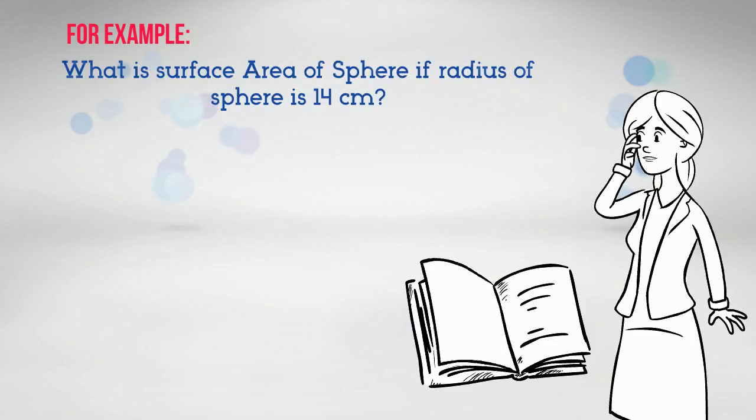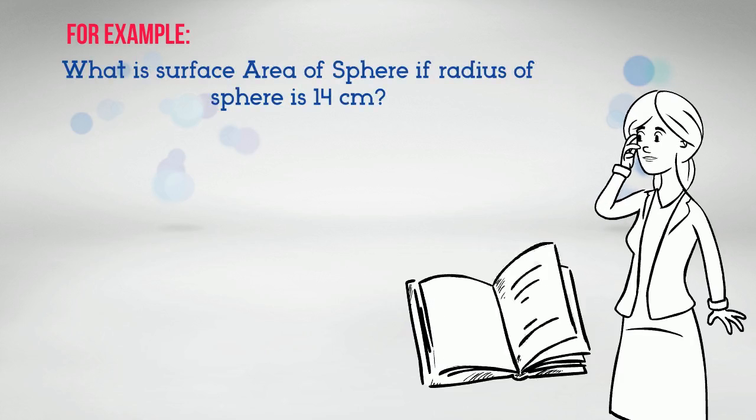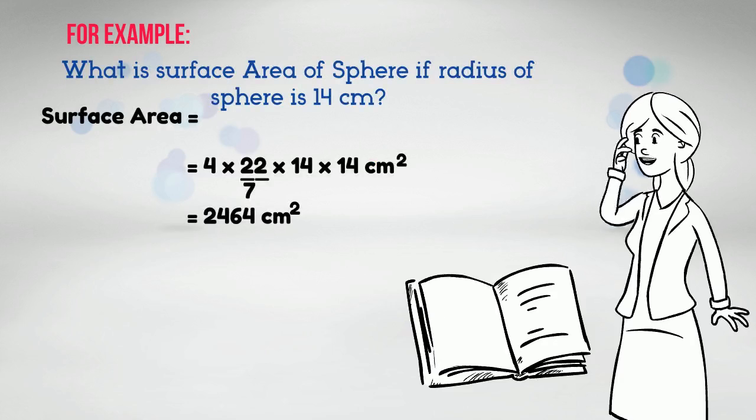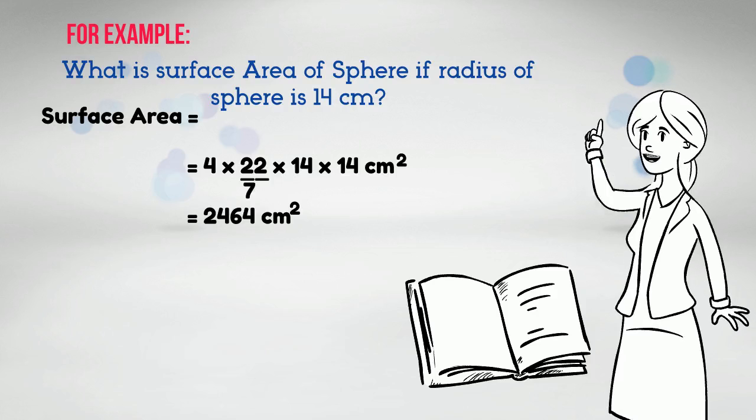For example, what is the surface area of a sphere if the radius is 14 centimeters? As we know, surface area is going to be 4 pi r square. The answer comes to 2464 centimeters squared.